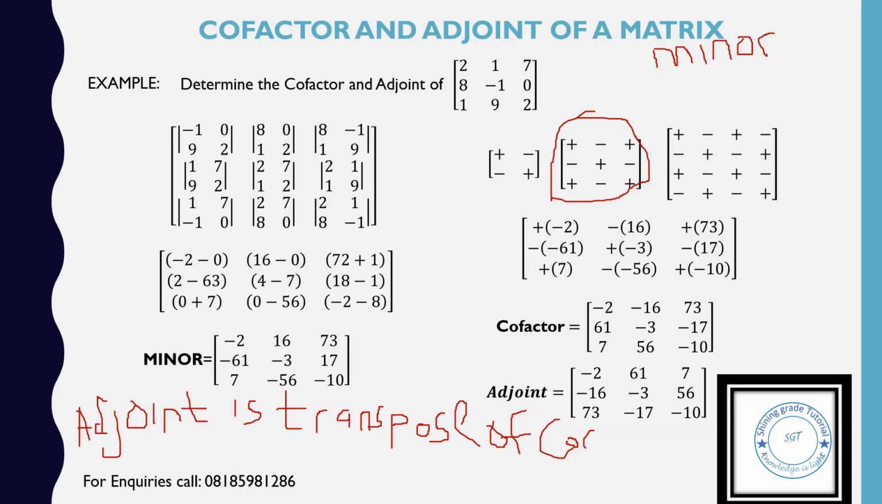So to get our adjoint now, we have to transpose the cofactor. Every row will become a column. So this row becomes the first column as shown here, this row becomes the second column, and this third row becomes the third column. So we are able to get our adjoint. That is the idea of the cofactor and adjoint of a matrix.